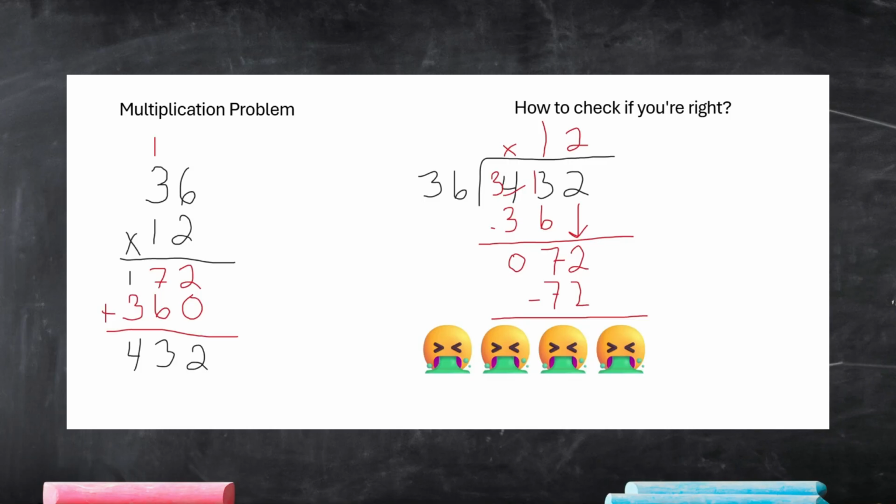All right, so here on this page, you guys have a standard multiplication problem, 36 times 12. As you can see, we solve it the standard algorithm way and we get 432. When you solve that, most teachers will teach you to check this problem by doing what you see over there on the right, which is called long division.